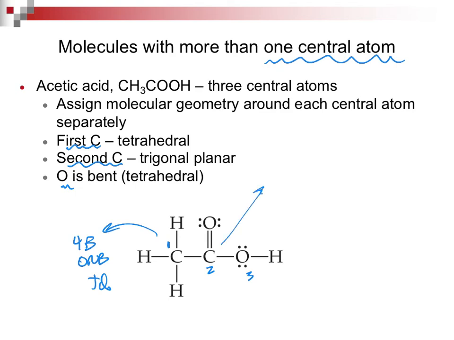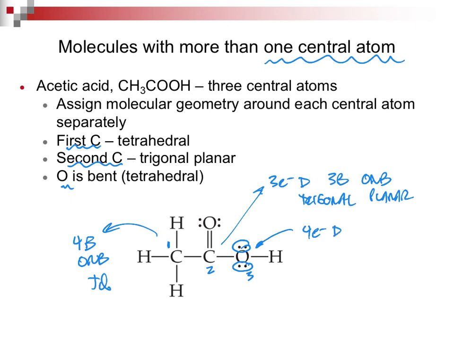What about carbon number 2? I see 3 electron domains, 3 bonding, 0 non-bonding. I'm going to say that it is trigonal planar, because that's what we've been teaching. Now, often students make a mistake. When they look at an OH, they forget to draw in those lone pairs. So someone might say 2 electron domains, linear, but it is far from that. That last oxygen has 4 electron domains, 2 are bonding, 2 are non-bonding, and it is a bent structure.